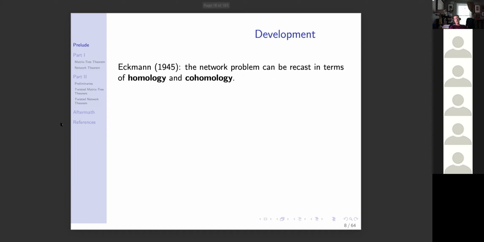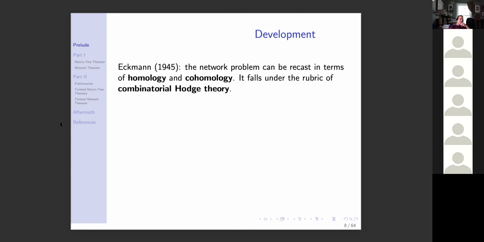Okay, so in a later development in 1945, the network problem was recast by Benno Eckmann in terms of the then young subject of homology and cohomology. So this was a further development, and all subsequent developments in this area sort of broke up into a topological point of view and an algebraic point of view.